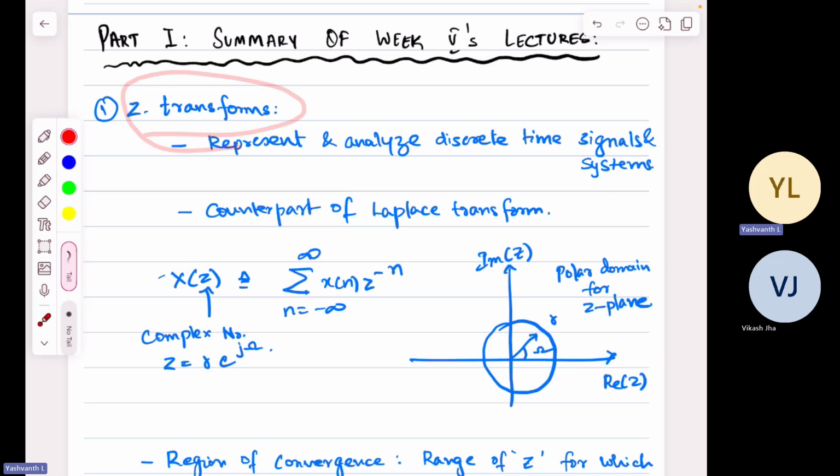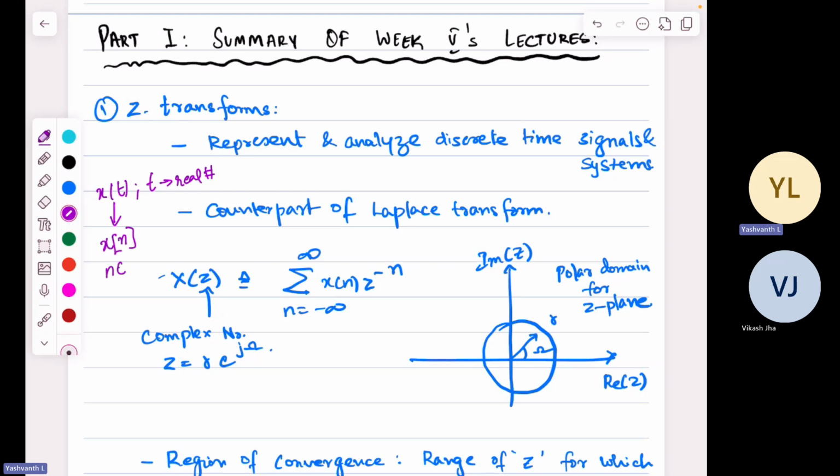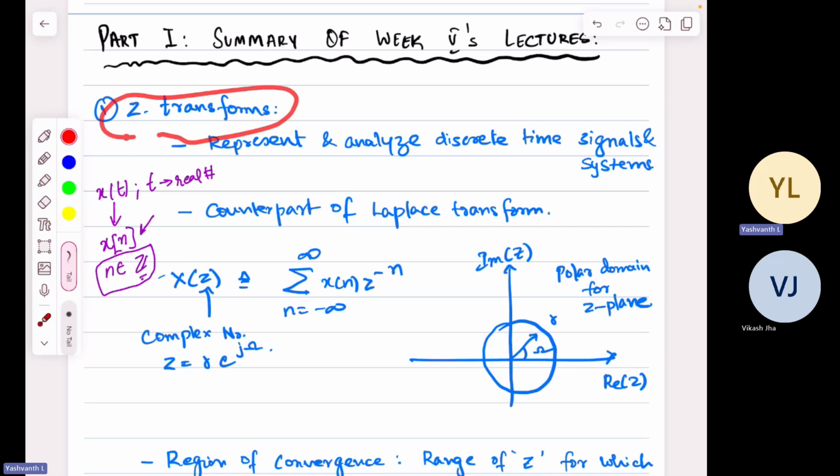Recall what a discrete time signal is. If you have x of t as a continuous time signal, here t can be any real number, it's a time index. But a discrete time signal is denoted as x of n, where n takes only integer points. Only at integer points do I measure the signal values. Such signals are called discrete time signals, and systems which process them are called discrete time systems. In the context of discrete time signals and systems, the analogous transform that is used to simplify our representation and calculations is called the Z transform.